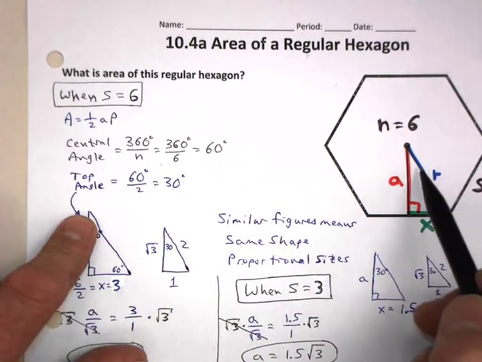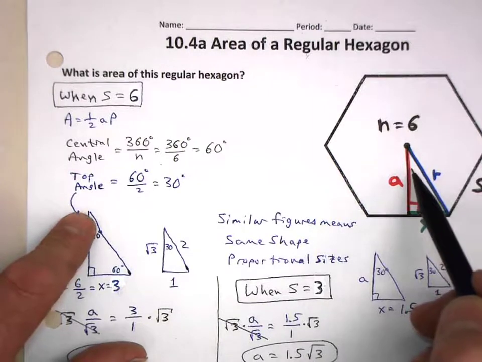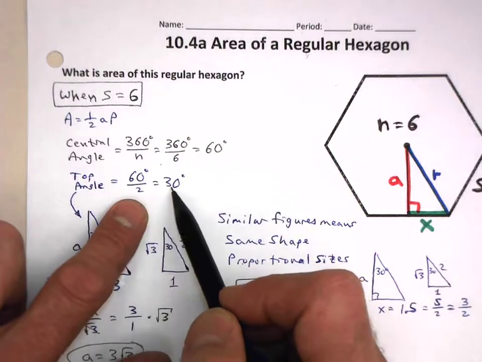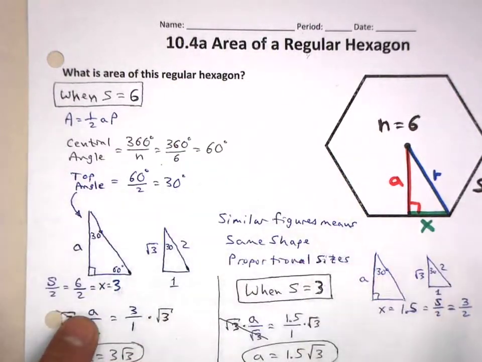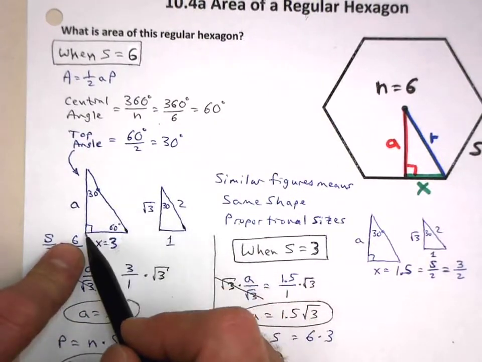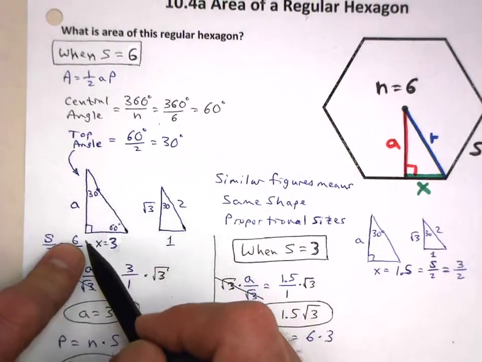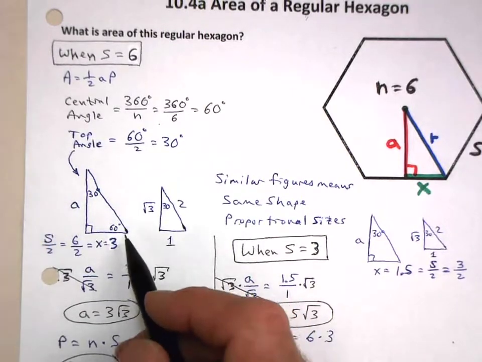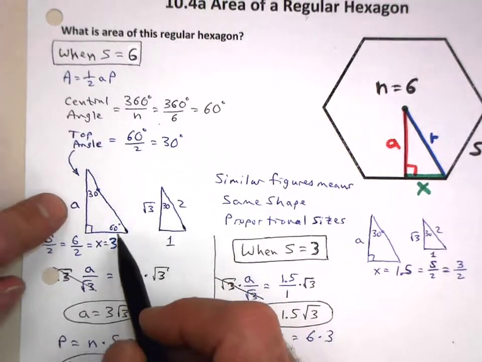And then we find our top angle here. So that's half of the central angle. 60 degrees divided by 2 gives us 30 degrees. Now we are ready to take this right triangle here and blow it up and write it over here on the side, and we can designate our numbers more easily.